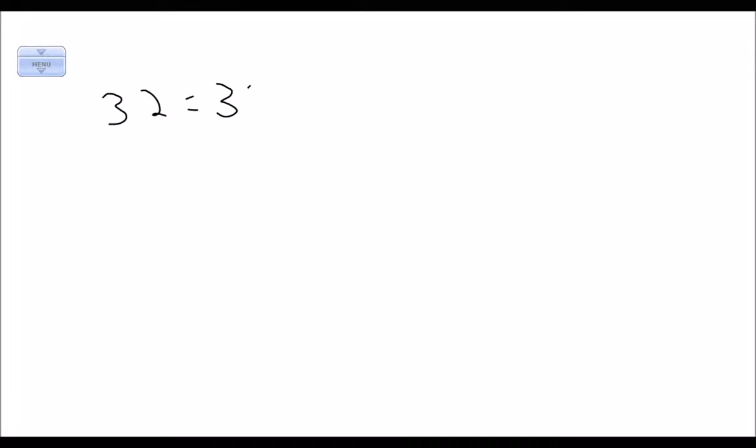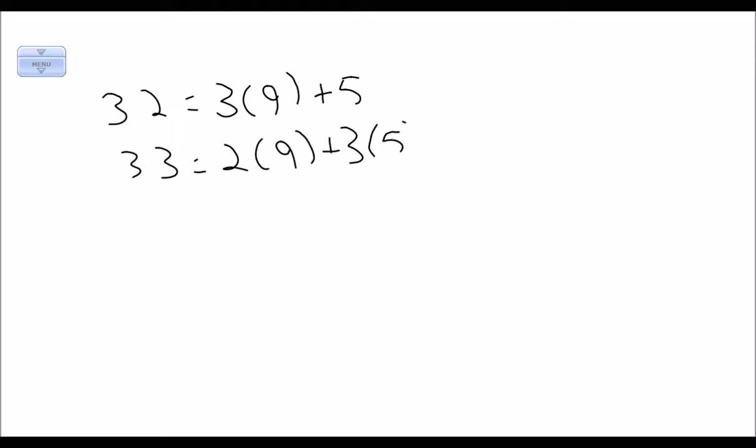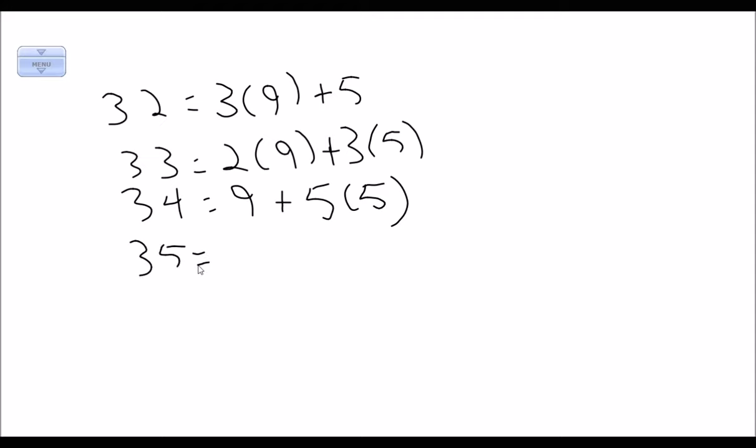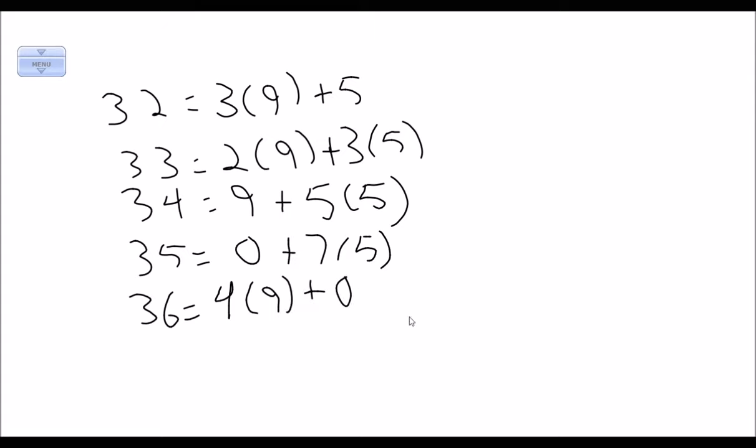I said that 32 is 3 parrots and 1 gerbil. 33 is 2 parrots and 3 gerbils. 34 is 1 parrot and 5 gerbils. 35 is 0 parrots and 7 gerbils. And 36 is 4 parrots and no gerbils. Okay, so here is a very real concrete way that I can get the numbers 32, 33, 34, 35, and 36.